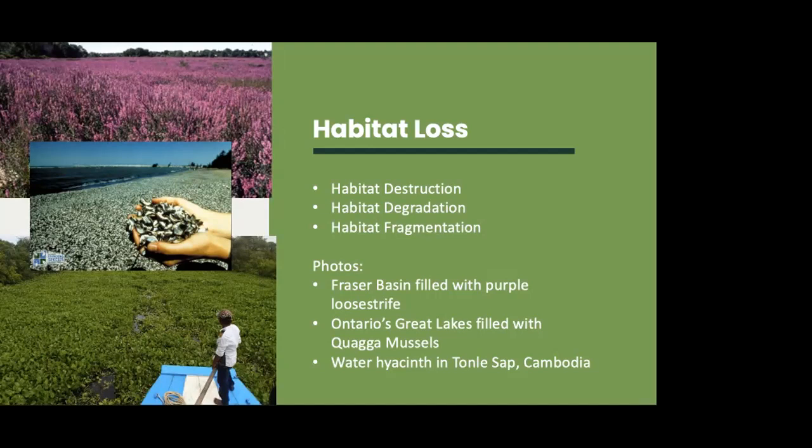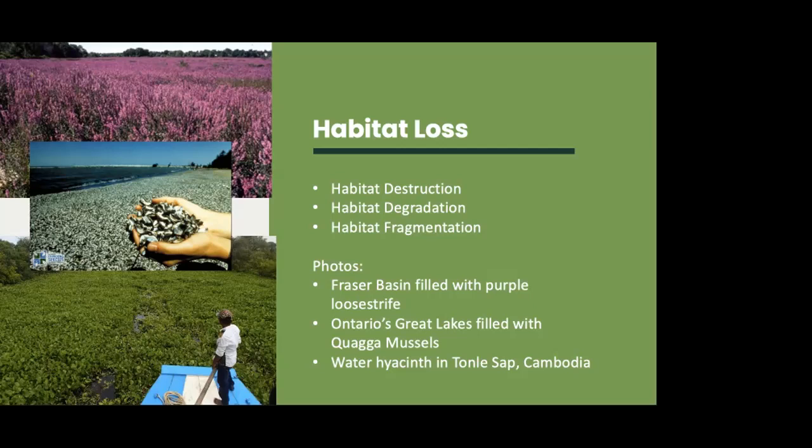And then we have habitat fragmentation, which we can think of like roads, trails, anything that splits a habitat into different distinct areas. We're really bad about this in North America.